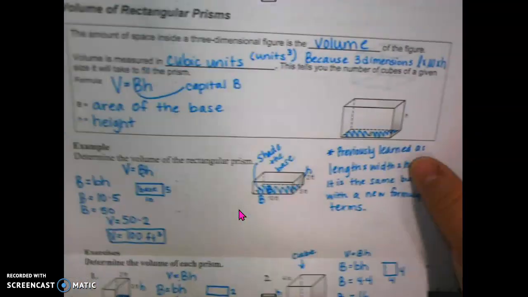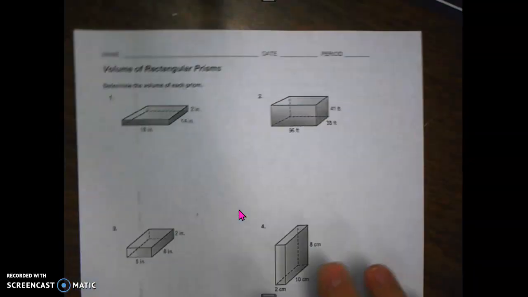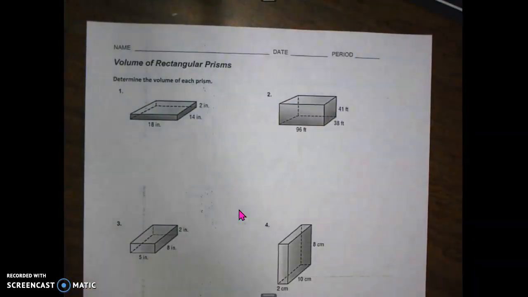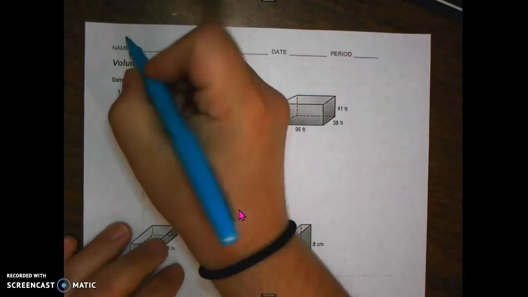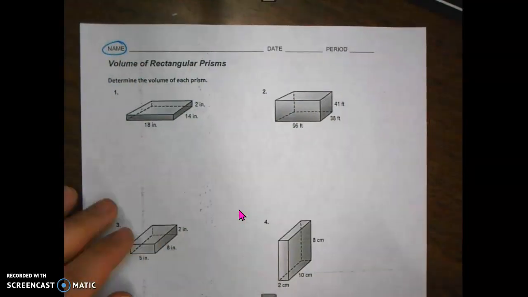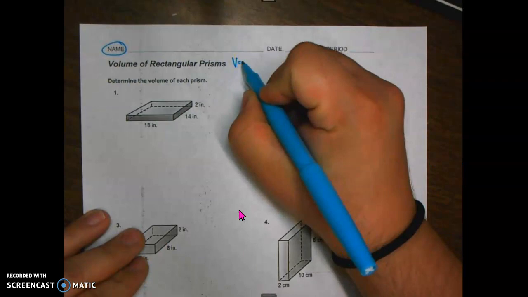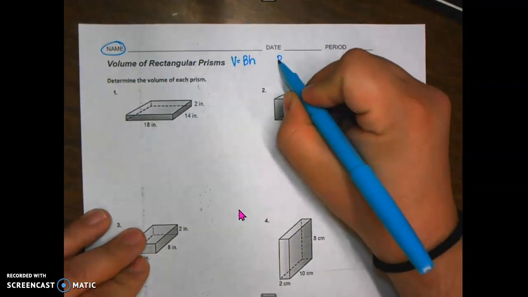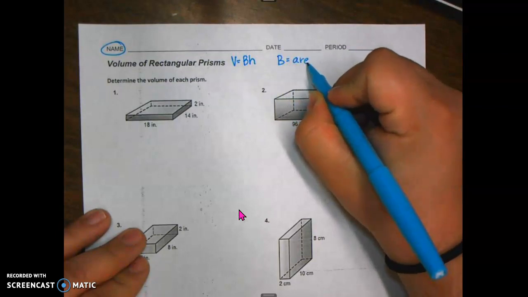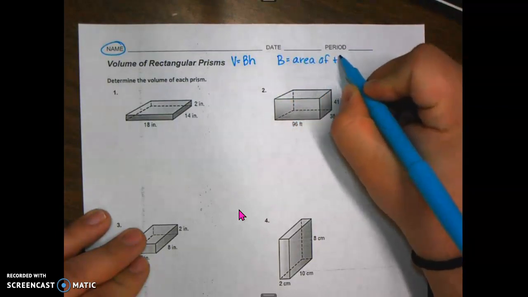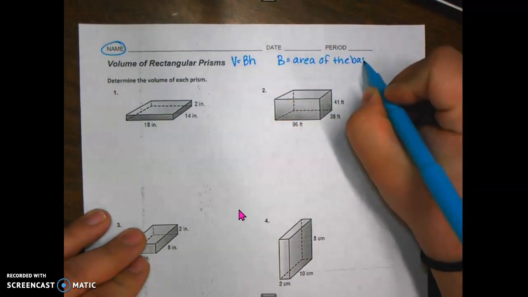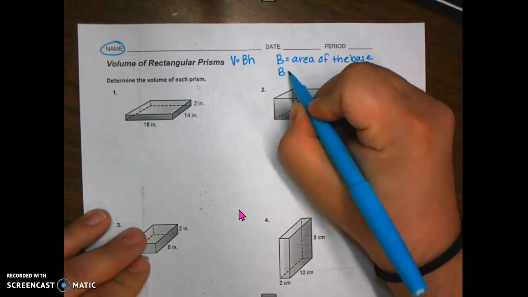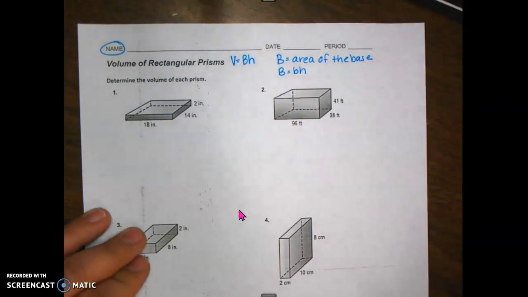So once you have this glued in, the point of taking notes is so that you actually look at them. So we're going to look at today's worksheet. Names on your paper, absolutely, you always need your name. I want you to write the formula at the top. Volume equals area of the base times the height. Remind you that capital B is area of the base. And capital B is equal to the base times the height. Talking about the bottom.